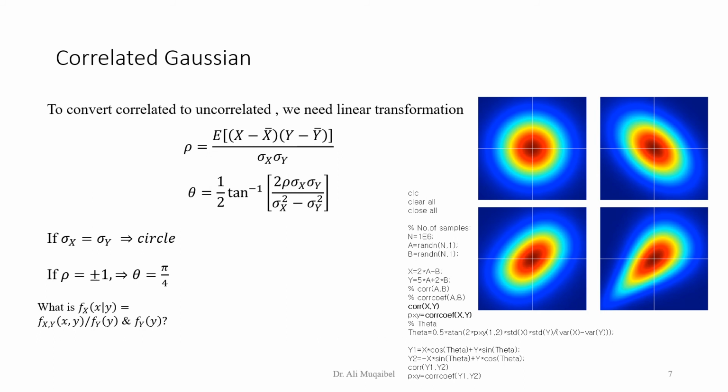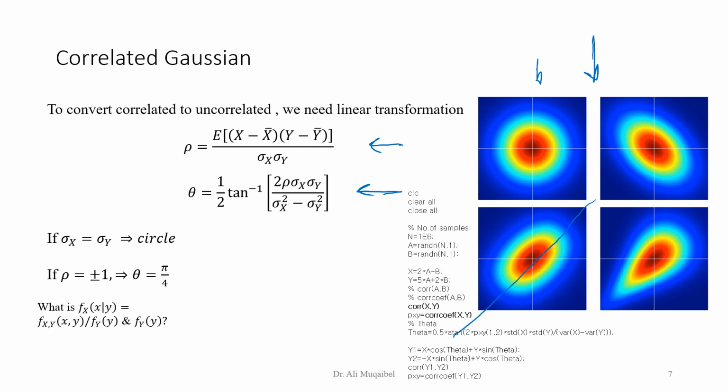Here is the summary of the previous slide. So this is the correlation coefficient between x and y. In terms of the correlation coefficient, we can come up with theta. And if we execute the transformation, we'll get uncorrelated. On the side here, you can see different figures. Whenever we have a circle, it means that sigma x equals sigma y. If rho equals plus 1, then we'll have pi over 4. The angle would be pi over 4, which means that there is a direct relation between the two.